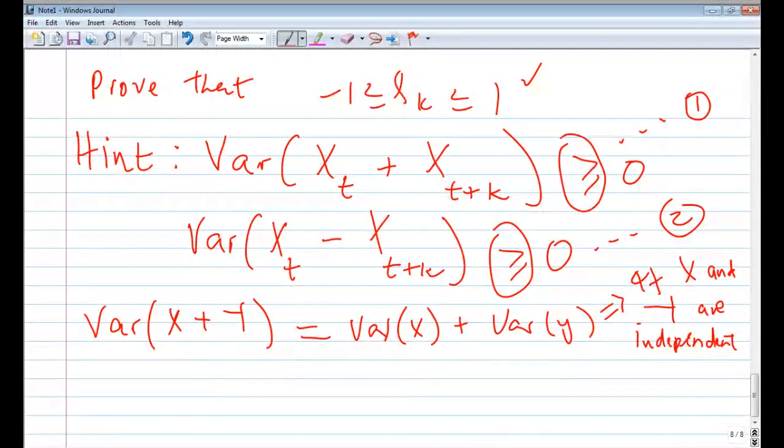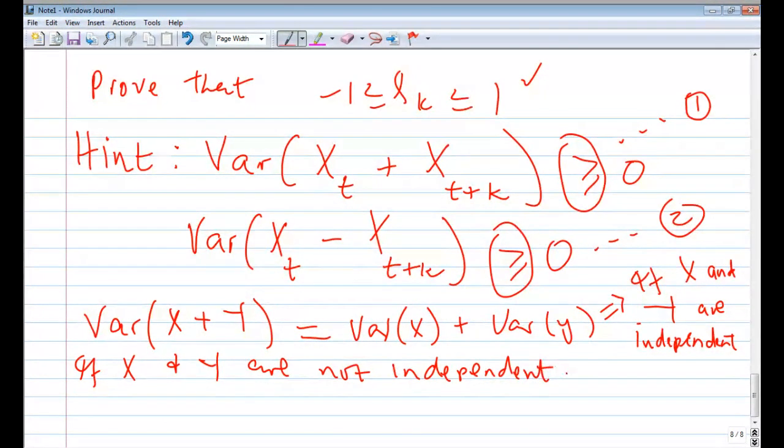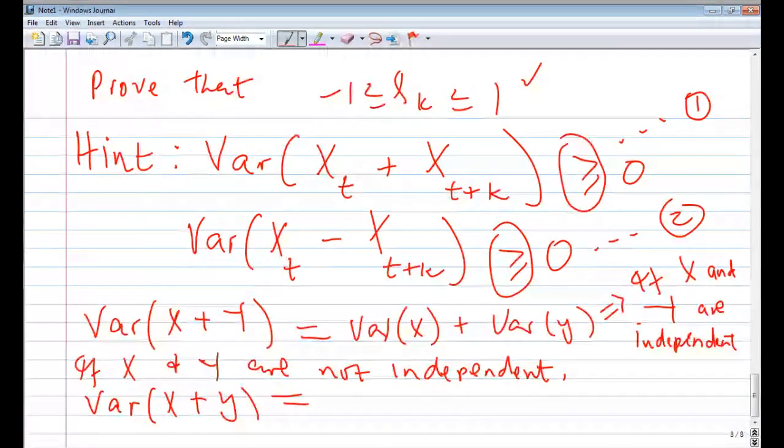However, if x and y are not independent, this equation fails. Let me say if x and y are not independent, what do we get? The var of x plus y will be equal to what? You can tell me now. In this case, x and y are not independent. So give me the expression of var of x plus y. Anyone? There is a covariance of them. Eh? Come again? Yes, we are almost there. You said what?